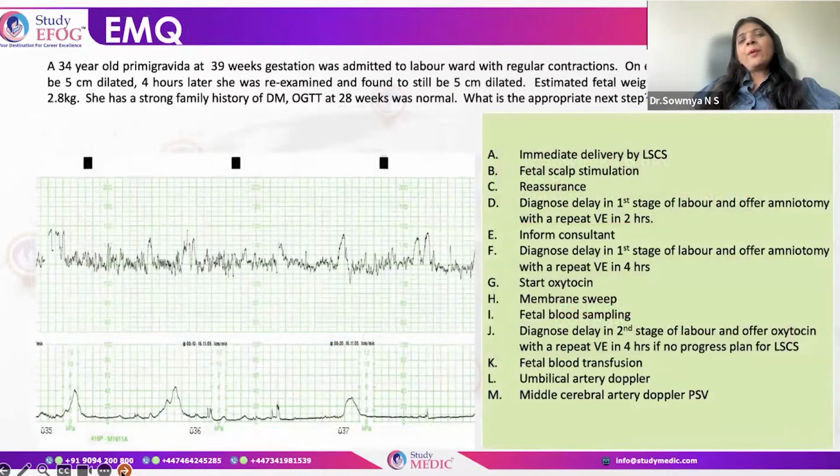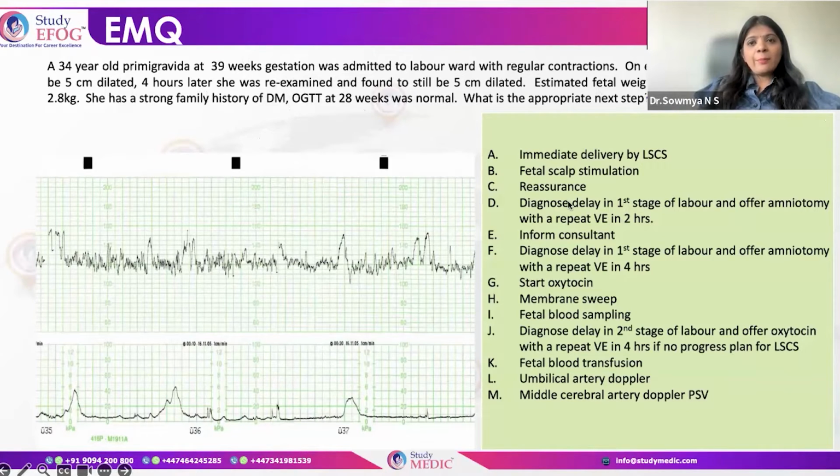Yes, a bit about the images, if at all it is given, how do you go about it in the EMQ? You can see a 34-year-old, 39 weeks, admitted in labor with regular contractions. She was found to be 5 centimeters dilated. Later on, even after 4 hours, it remains the same. Fetal weight seems to be normal, and the CTG looks normal. But I'm worried about the delayed progress of the labor.